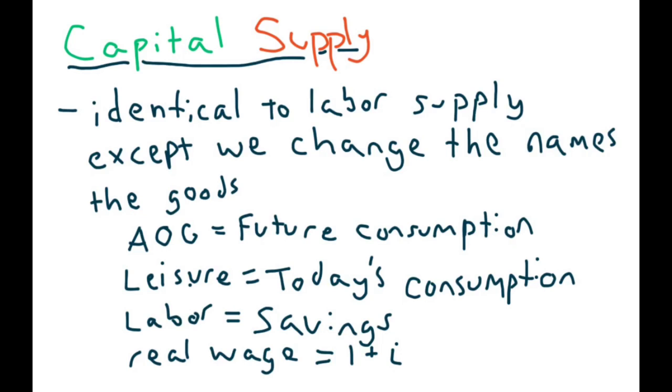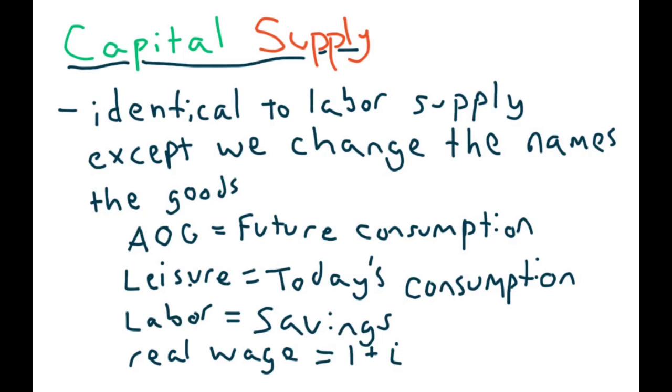So you don't actually plot savings, just like you don't plot labor on the choice diagram. You just figure out what happens to today's consumption. And then, since you're splitting up today's income between consumption and savings, if you're consuming more, you're saving less. If you're consuming less, you're saving more. And the analog to our real wage is 1 plus the interest rate. So as interest rates go up, that's equivalent to the real wage going up in the capital supply model.